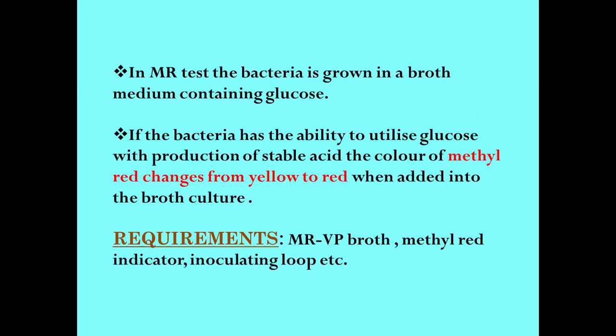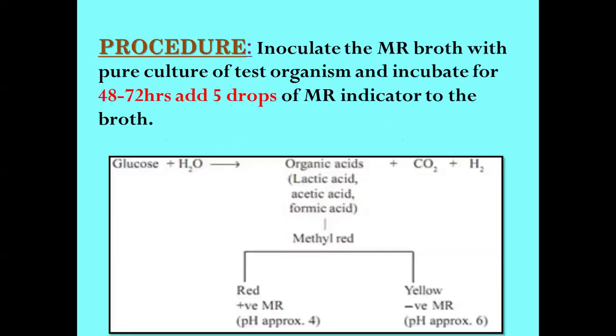In the methyl red test, the bacteria are grown in a broth called MRVP broth. If the bacteria have the ability to utilize the glucose with the production of stable acid, the methyl red changes from yellow to red color when added into the broth culture. The requirements are MRVP broth, called methyl red Voges-Proskauer broth, methyl red indicator, and an inoculating loop, which is made of nichrome, etc. When you inoculate, it can be incubated for 24, 48 or 72 hours.